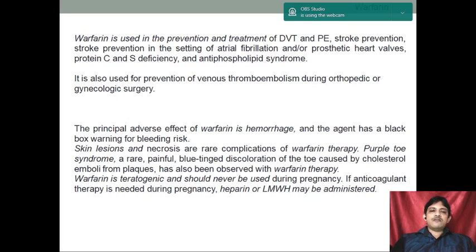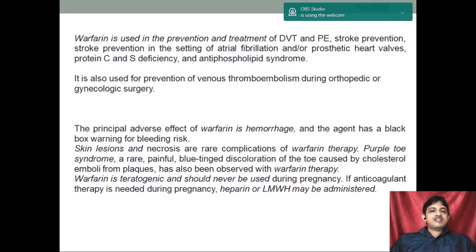Now, the principal adverse effect is hemorrhage. It increases the bleeding risk. Skin lesions and necrosis are rare complications of warfarin therapy. Purple toe syndrome is again a rare, painful, blue discoloration of the toe, known as purple toe. It is caused by cholesterol emboli of the plaque.